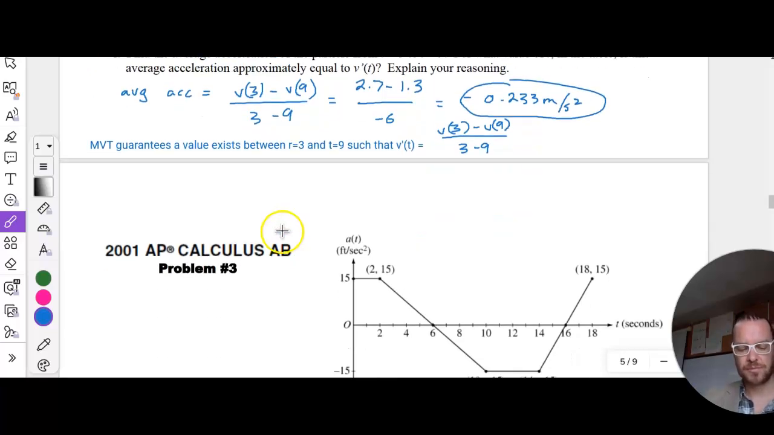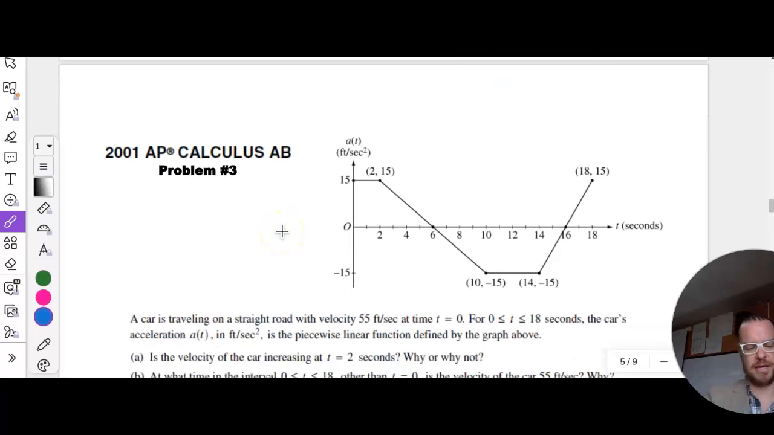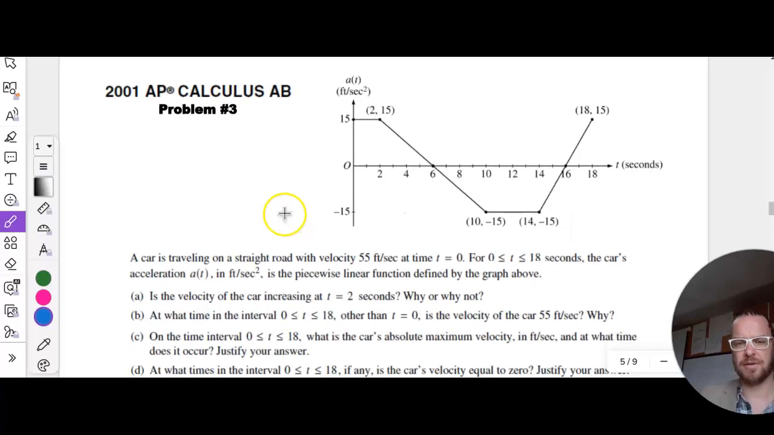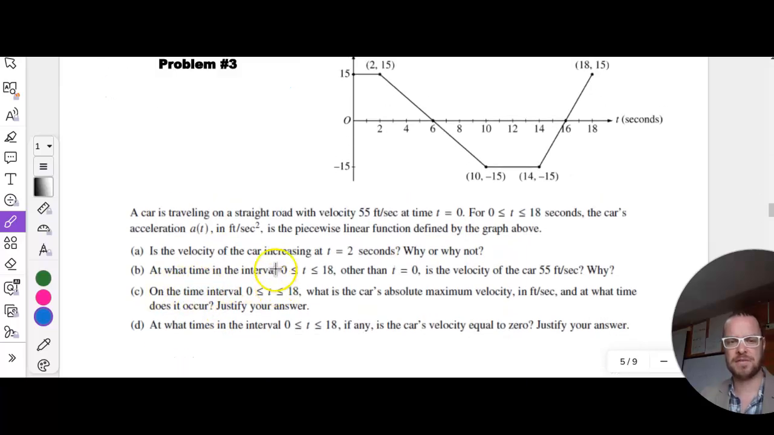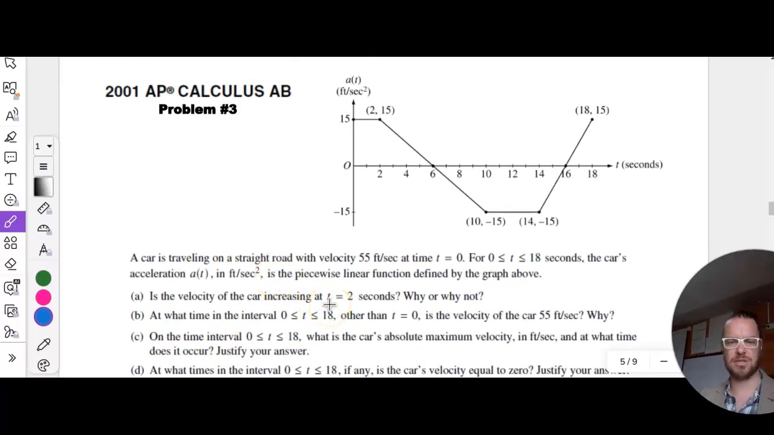All right, so our very last question here is going to be this one off of a previous AP test from 2001. A car is traveling on a straight road with a velocity of 55 feet per second at time t equals 0, and 0 to 18 seconds. The car's acceleration in feet per second squared is the piecewise linear function defined by the graph above. Is the velocity of the car increasing at t equals 2 seconds? Why or why not?